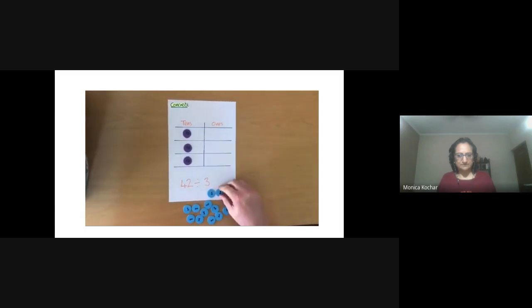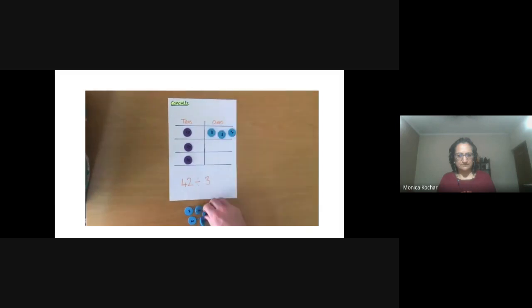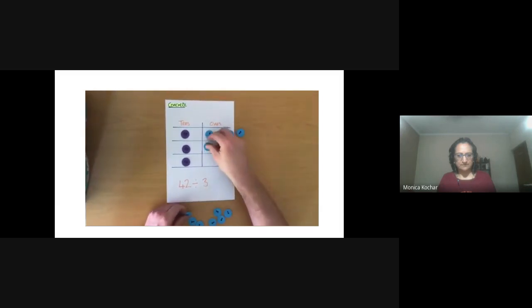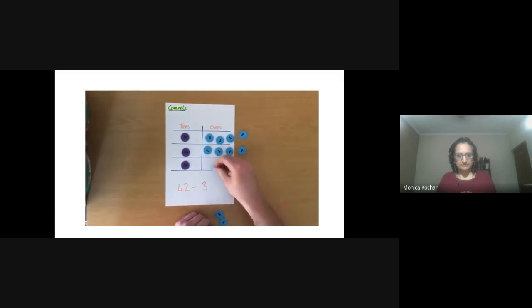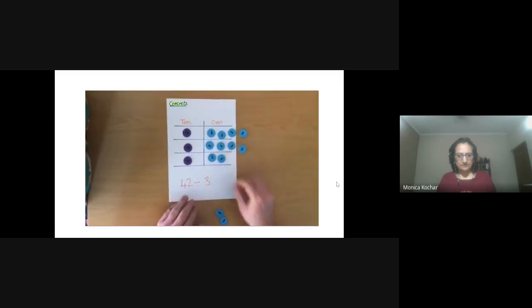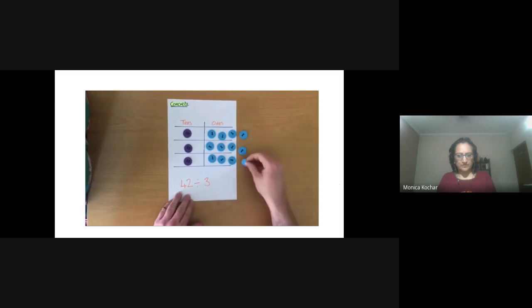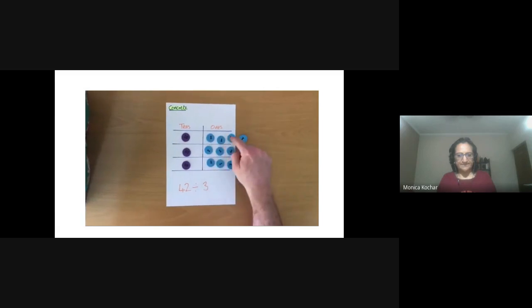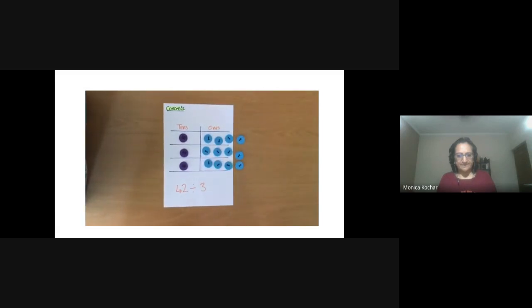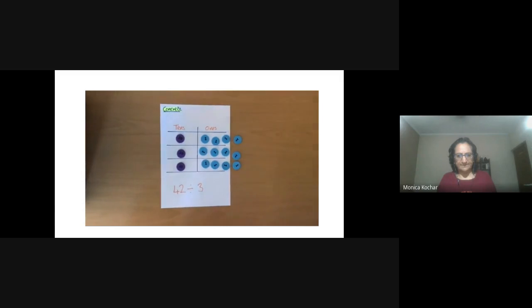So I'm going to put 4 in each row. So here he has shown the concrete using the concrete material. Which gives me 10, 11, 12, 13, 14 in each group. So 42 divided by 3 equals 14.